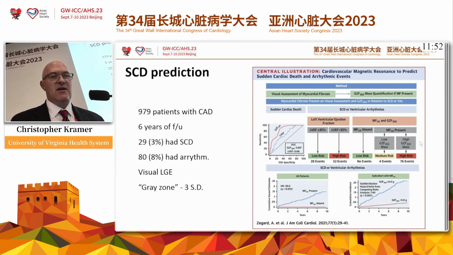And what they showed is that the combination of visual assessment of late gadolinium enhancement and the gray zone did a better job of predicting outcome than left ventricular ejection fraction. When using the standard cutoff for ICDs of 35%, greater than or less than, there was some overlap in terms of the number of events. But if you looked at the presence of both visual late gadolinium enhancement and gray zone together, that predicted the vast majority of events. So it did better than left ventricular ejection fraction at identifying patients who had subsequent ventricular arrhythmias.